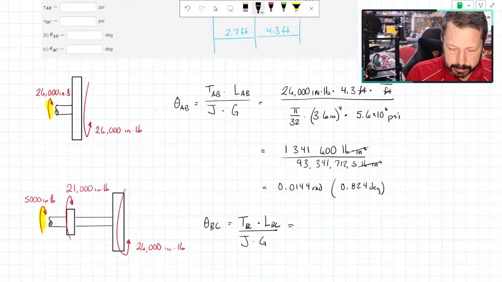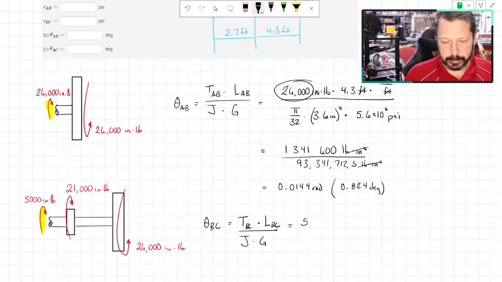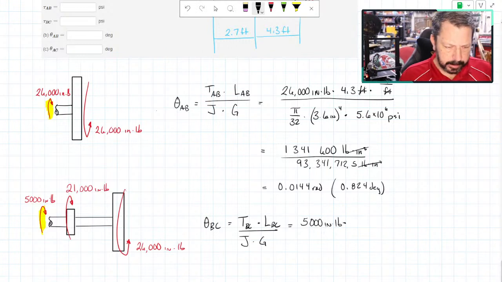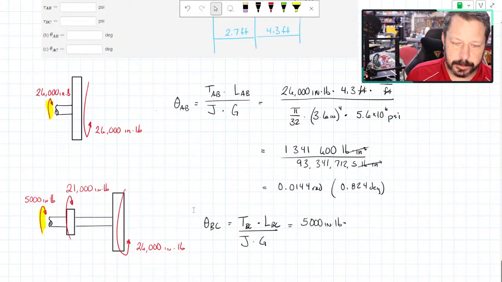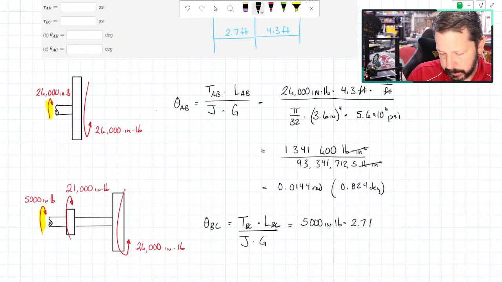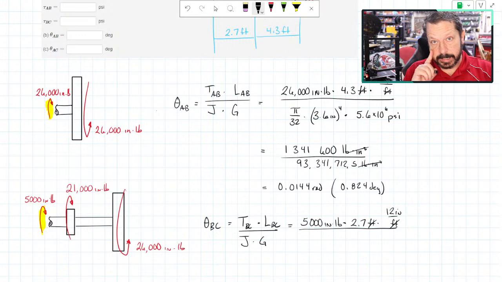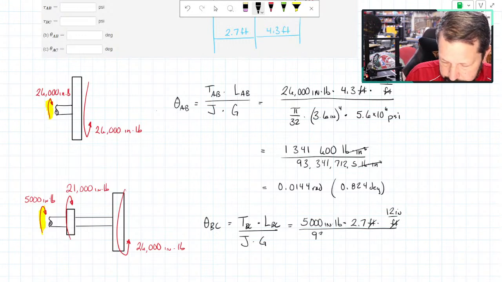So the torque in BC is positive because I made the 26,000 from the first set positive, and it's the same sense as that, so positive 5,000 inch pounds. That length is, I see it at the top of my screen, 2.7 feet. I'm going to convert, not multiply, 12 inches per foot. And then the denominator is the exact same it was before, so I'll just write down the number that I had the first time.